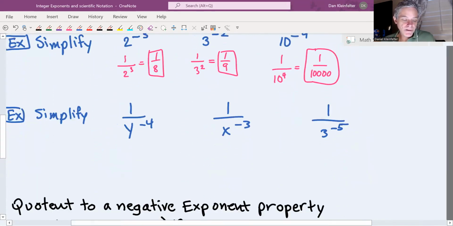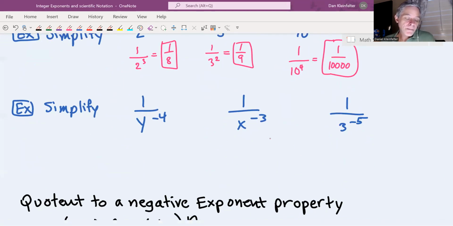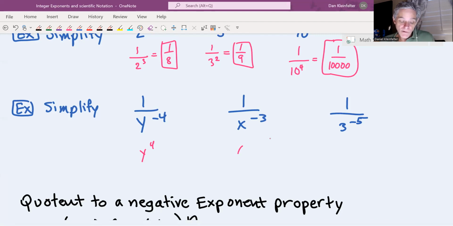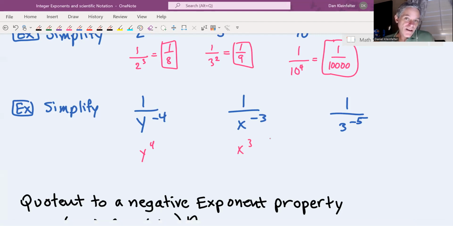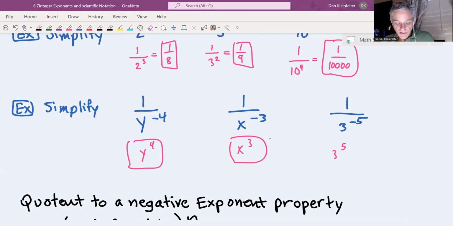Okay, some negative exponents. Here are a couple of examples where the negative exponent is already in the denominator. 1 over y raised to the negative 4 power will be y raised to the positive 4 power, and that's over 1, but we can leave off the over 1 part. 1 over x raised to the minus 3 power will be x cubed. 1 over 3 raised to the minus 5 power will be 3 raised to the positive 5 power. And that's it for those three.